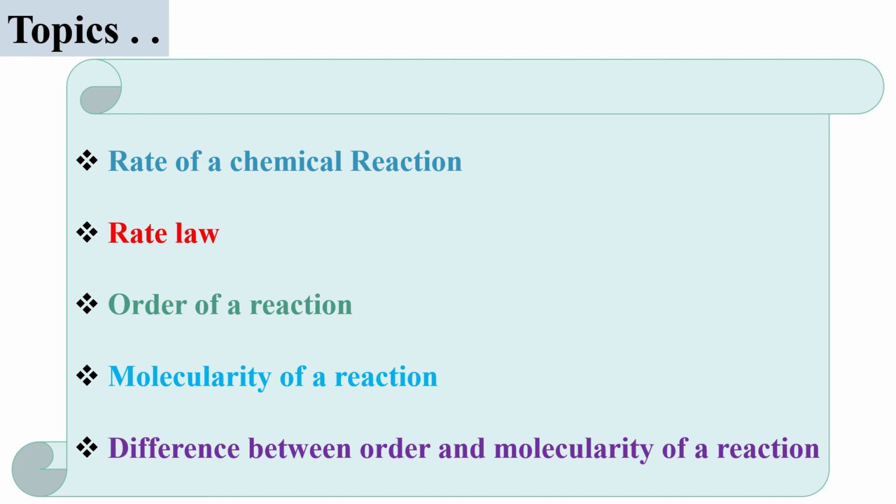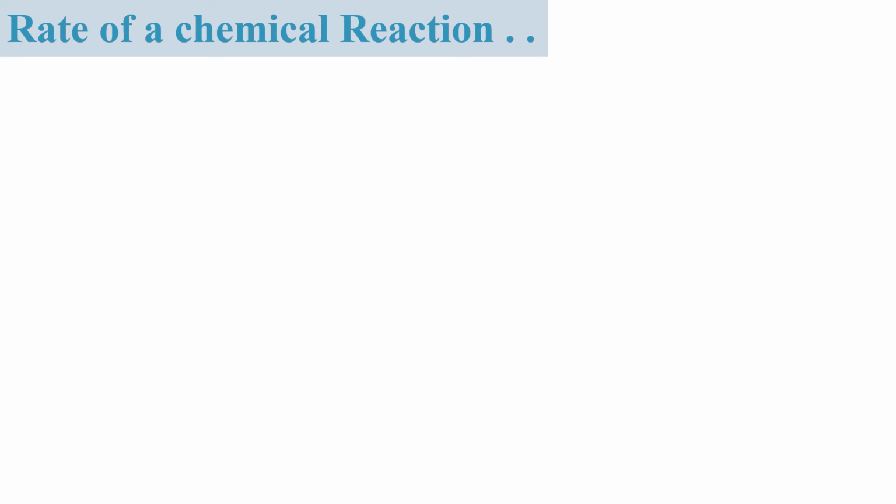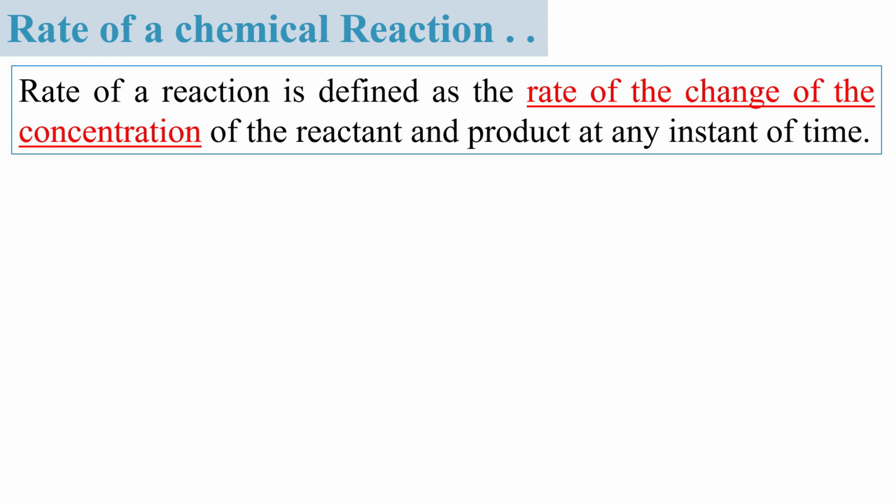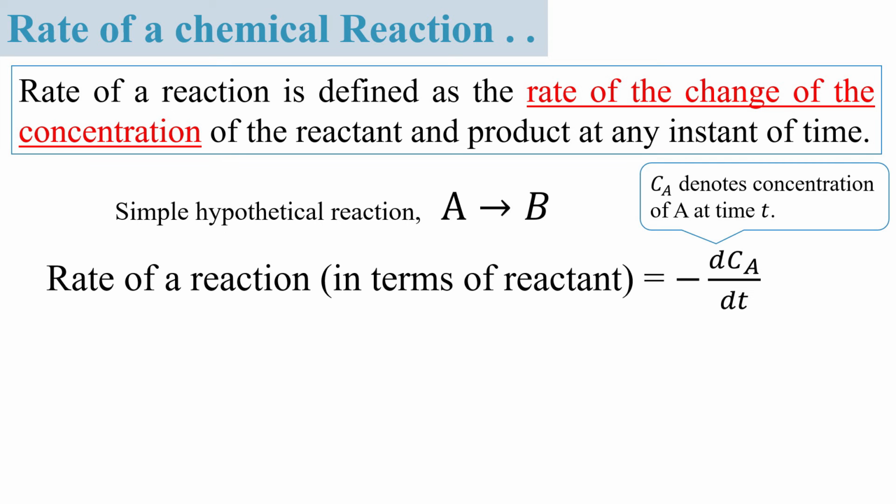Now moving on, the first topic, that is the rate of a chemical reaction. Rate of a reaction is defined as the rate of change of the concentration of the reactant or product at any instant of time. Considering the hypothetical reaction A to B, and assuming at time t the concentration of A is CA, according to the definition, the rate of the reaction in terms of reactant is minus dCA by dt.